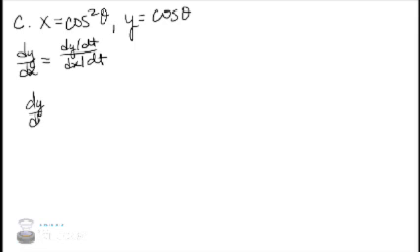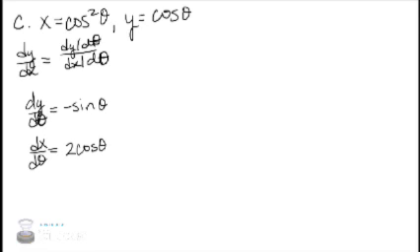So dy/dt is going to be the derivative of cosine, which is negative sine. Oh, I did it again. We're using theta this time as our parameter. So dy/d theta is negative sine of theta. And dx/d theta is going to be the derivative of cosine squared, so that's going to be 2 cosine of theta times the derivative of cosine, which is negative sine. So we're going to end up with -2 cosine theta sine theta.